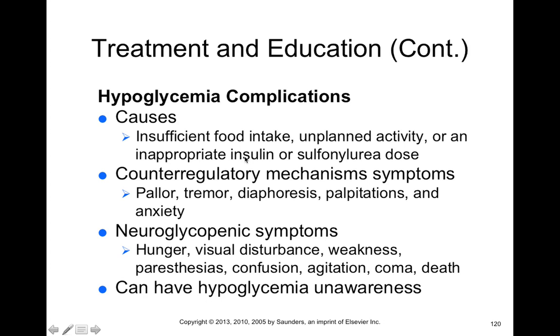Or inappropriate insulin administration. You guys hear about people overdosing on insulin. They might do their calculation wrong and end up injecting too much insulin, and then their blood sugar just falls too low. But remember, if your blood sugar is low, your brain starts to shut down. So they get visual disturbance, weakness, agitation, maybe even coma and death. Now, this can also lead to pallor, tremor, sweating, palpitations, and anxiety.